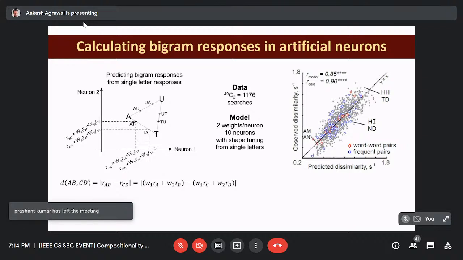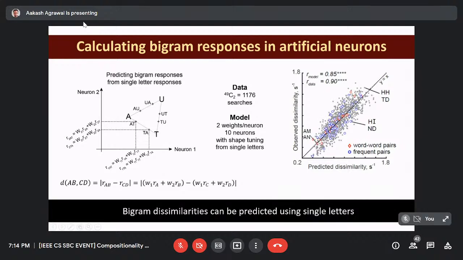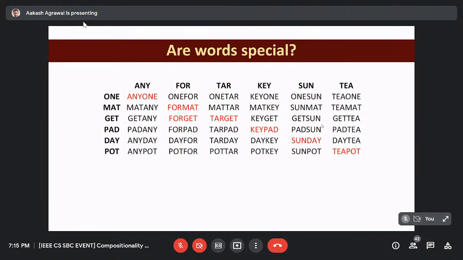If words or bigrams were special, then we should have seen a deviation from the model fits, but we don't see that, which indicates that bigram dissimilarities can be predicted using single letters. Okay, so next we wanted to further test our hypothesis. So we created words by combining three-letter words.